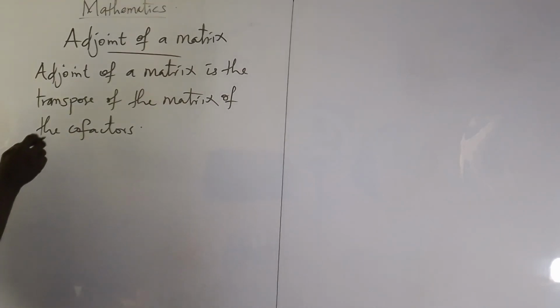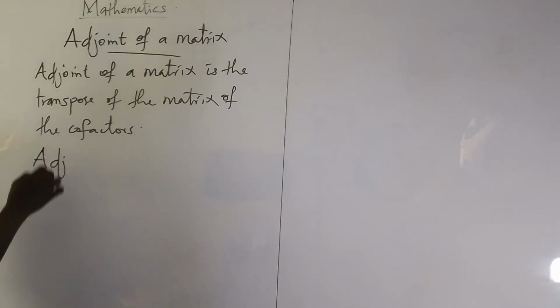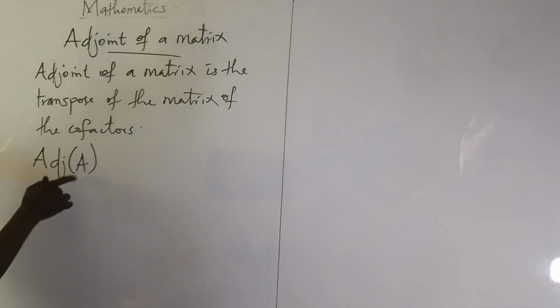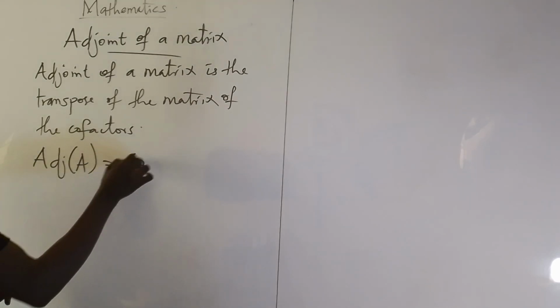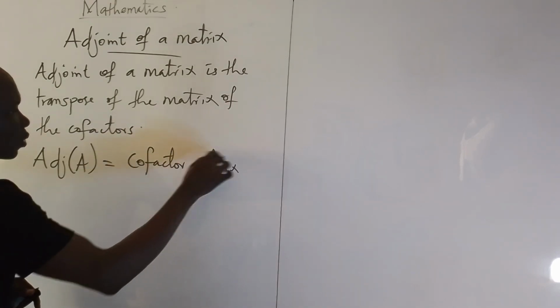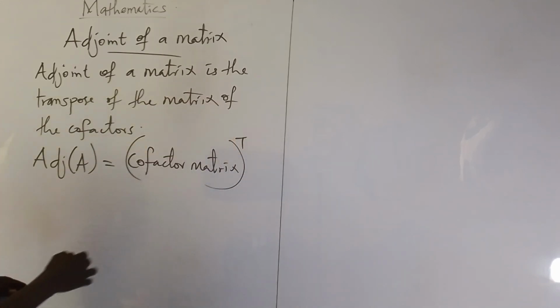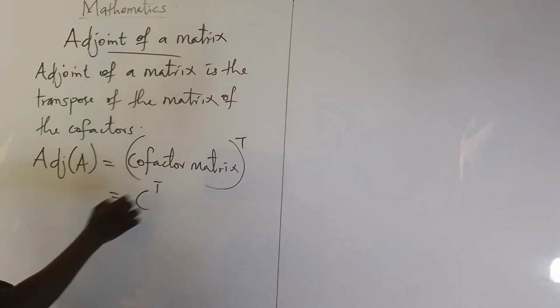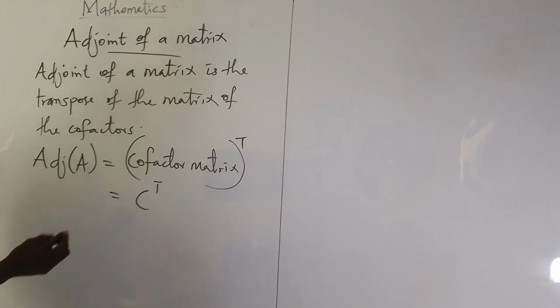Now the adjoint of matrix A can be written in short form as ADJ(A), where A represents the matrix A. So this is simply saying the cofactor matrix transposed, which is C transpose. If you have the cofactor matrix and you need to find the adjoint, all you need to do is transpose the cofactor matrix. And remember, when you say transpose of the matrix, you mean the exchange of rows for columns.